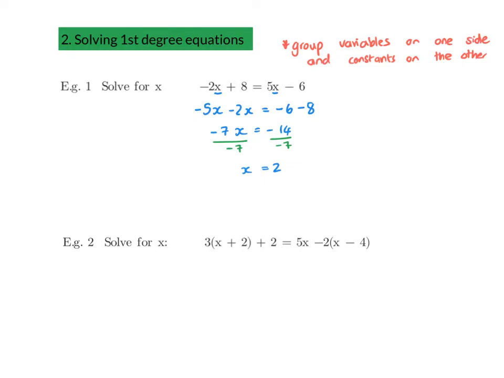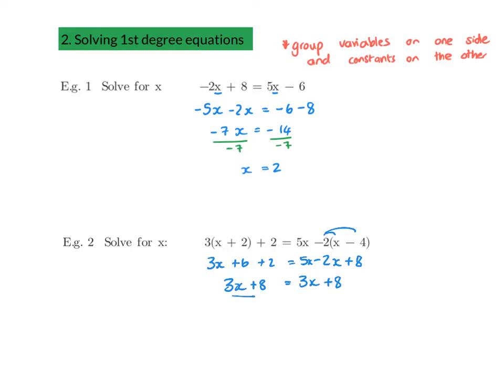Let's look at example 2. Let's firstly remove the brackets by distributing. So I'm going to get 3x plus 6 plus 2 is equal to 5x, and I'm going to multiply the negative 2 into that bracket, minus 2x plus 8. Let's simplify the left. I get 3x plus 8, and on the right, 5x minus 2x gives me 3x plus 8.